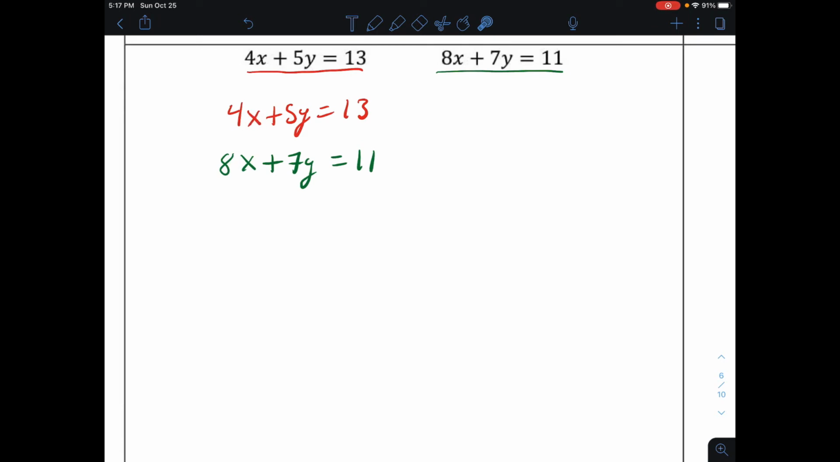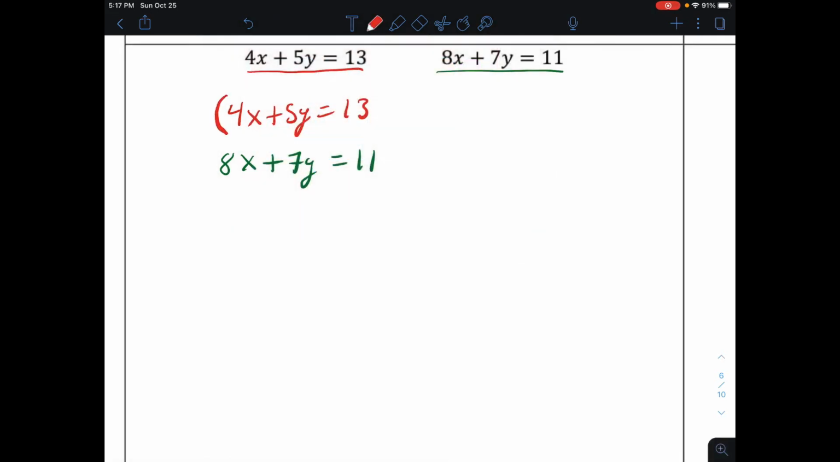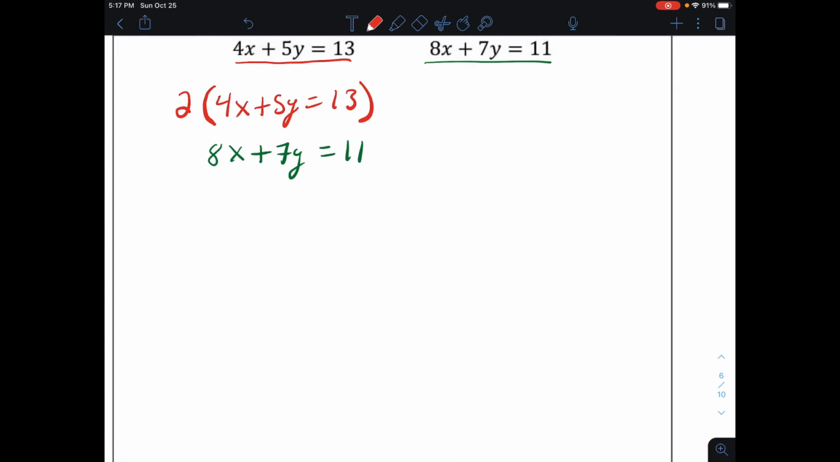So what I'm going to have to do is adjust one of my two equations so that they'll have the same coefficient in front of one of the variables. Well, the easiest variable to make the numbers match would be x, because I can make the 4 become an 8 like the green equation just by multiplying it by 2. So I'm going to multiply my top equation by 2, and rewrite it. That's going to make me have 8x plus 10y is equal to 26.